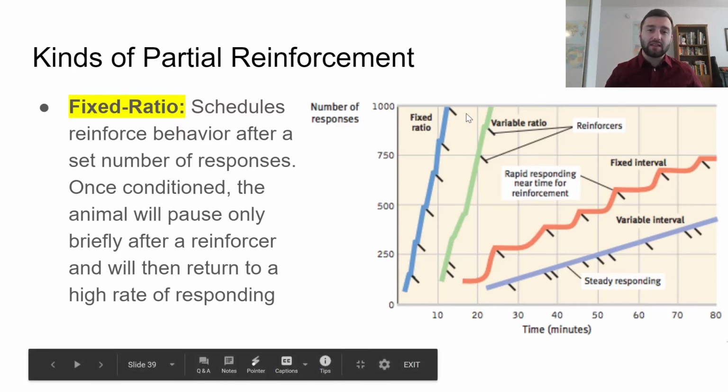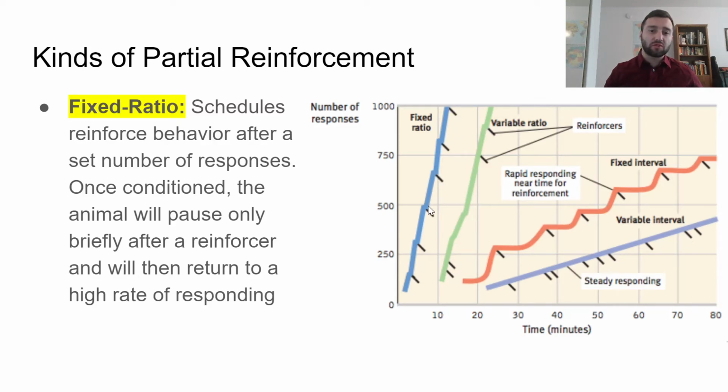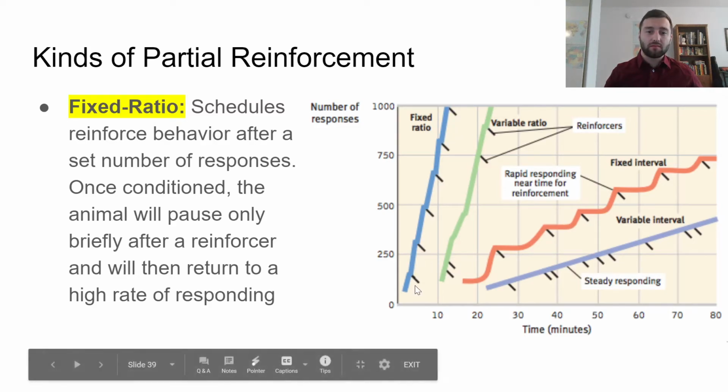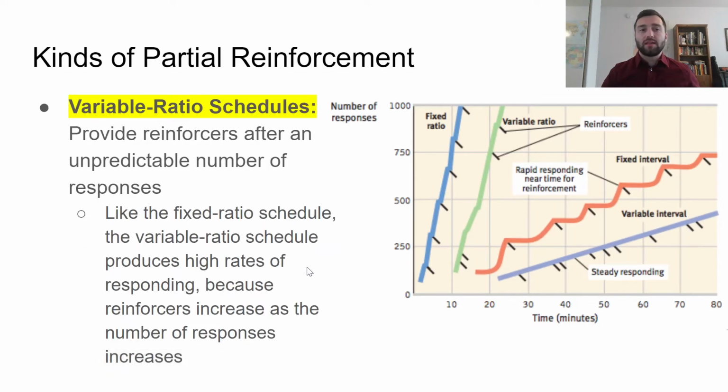So you can see that in this first graph right here, right? There's going to be a whole bunch of responses very quickly. So this is how many times they push that lever. These little lines here represent the reinforcers. So this is every treat. Okay, so you can see we're carrying out our behavior, right? We're responding, we're doing that lever push very, very quickly.